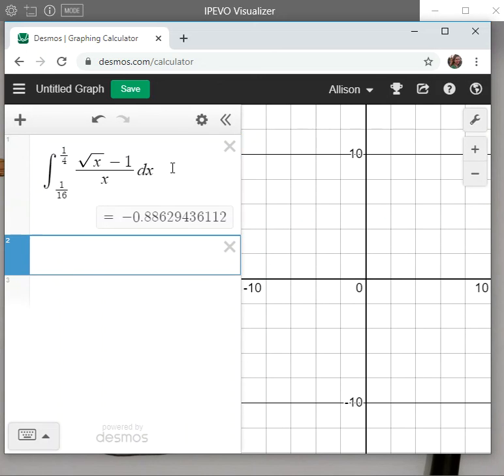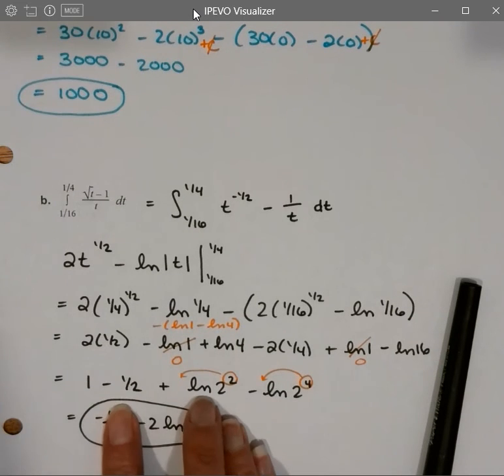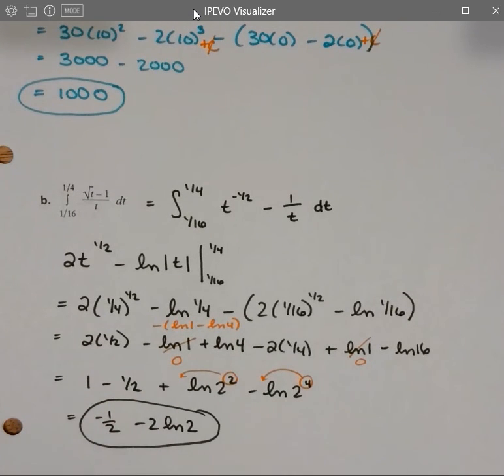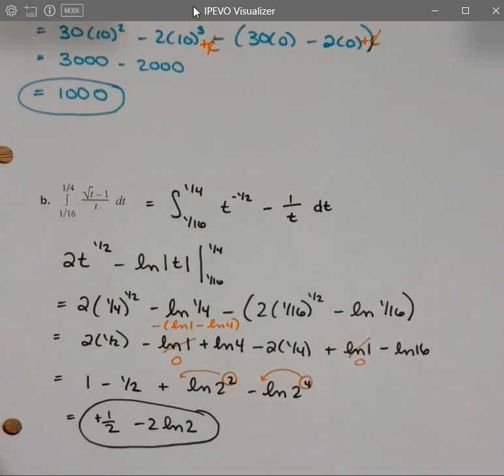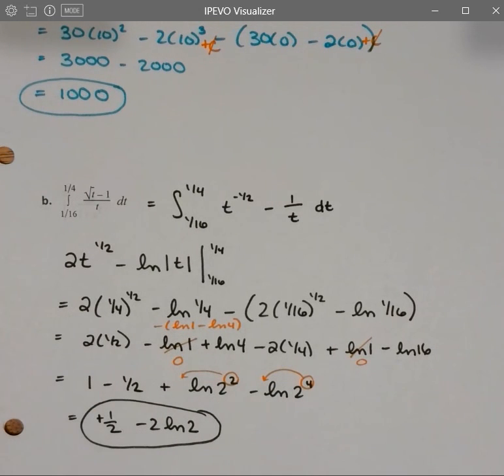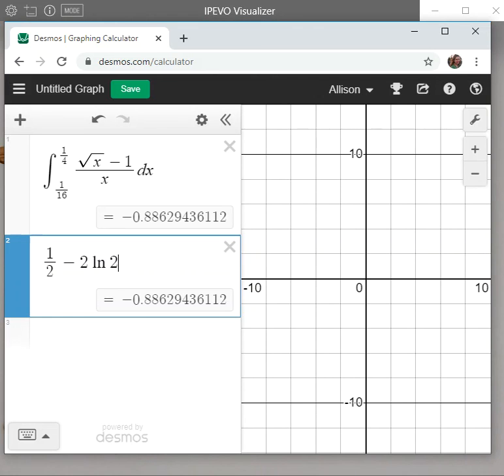And I have that lovely number, which if I type in my answer of negative 1/2 minus 2 natural log of 2, I do not have the same thing. So I actually figured out what I did. I actually have an extra negative right here. This is positive, of course, because 1 minus 1/2 is positive 1/2. So my mistake in keeping the negative an accident there. So if I go back over there, Desmos lovely was able to help me check my answer. Now that I have it typed incorrectly with the positive 1/2, they do match.